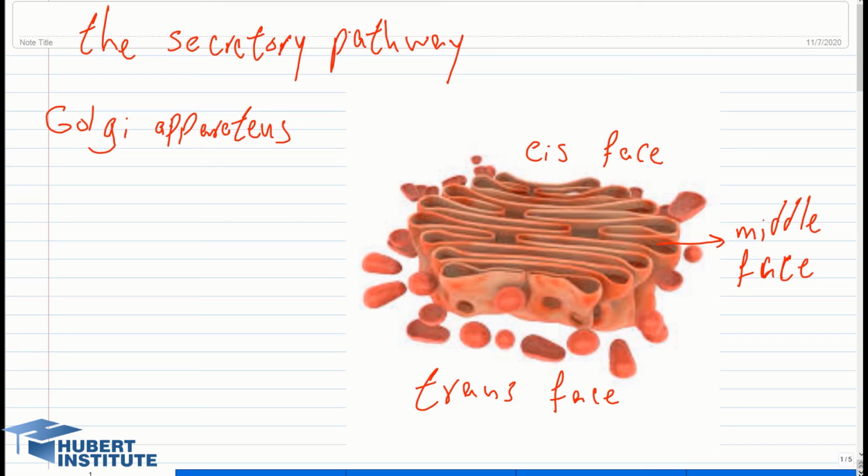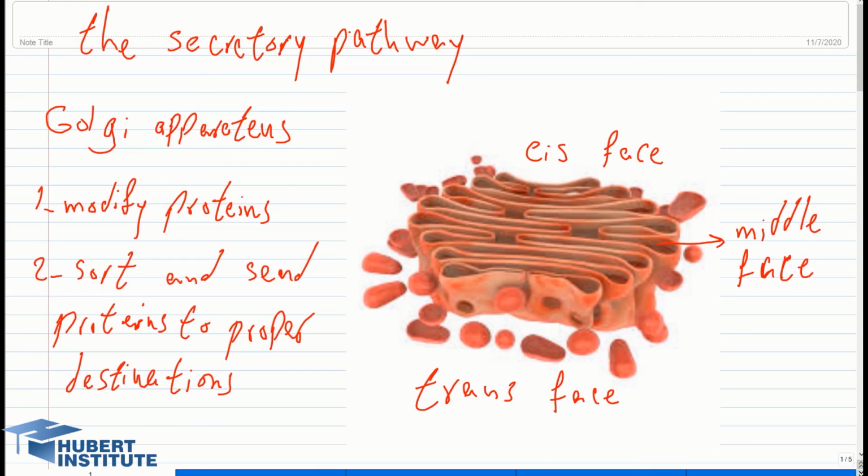So what happens in the Golgi apparatus? Number one, the Golgi apparatus modifies proteins that are made in the rough endoplasmic reticulum. Number two, the Golgi apparatus sorts and sends proteins to their proper destinations. And number three, the Golgi apparatus synthesizes certain molecules that need to be secreted from the cell.